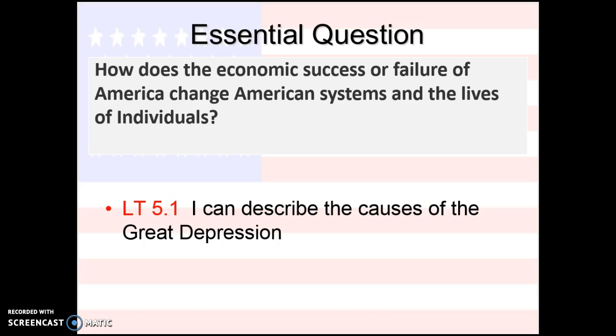So we're on learning target 5.1. I can describe the causes of the Great Depression. And our overall essential question is, how does the economic success or failure of America change American systems and the lives of individuals? All right.